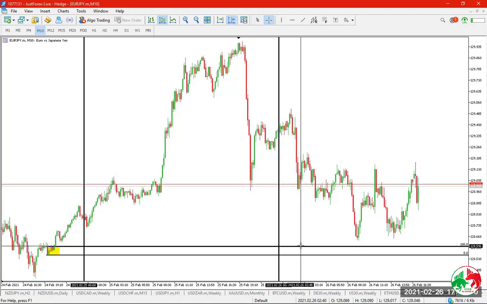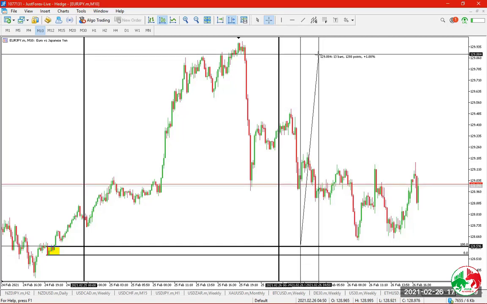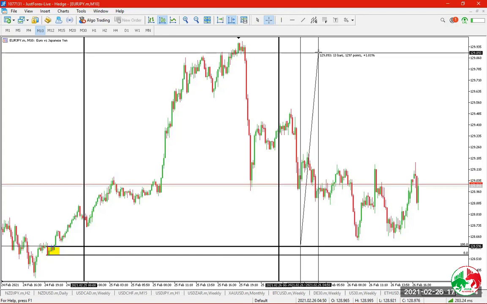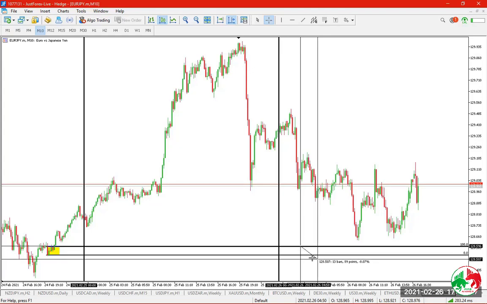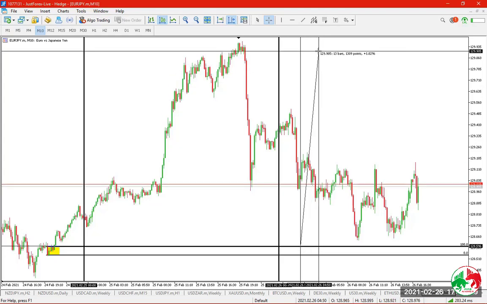If I use a one lot size, risking 5 pips, that's $50, right? So I would risk $50 to make $1,300. Imagine. 130 pips is $1,300 if you use one standard lot, right? So imagine risking just $50 to make plus or minus $1,000.